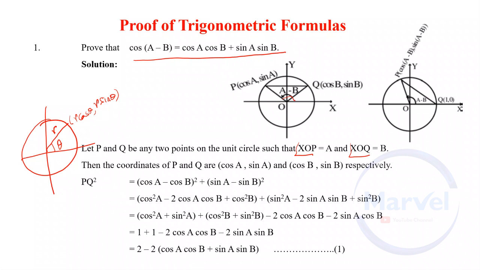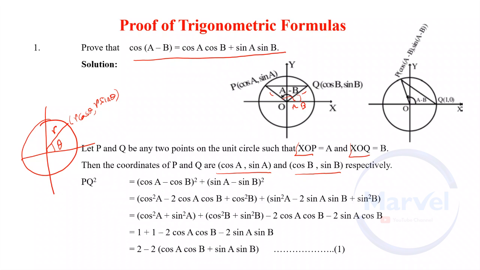For this point the angle is A. For this point the angle is B. Since it is a unit radius, this is 1 and this is 1. Therefore the coordinates are 1 into cos A, comma 1 into sin A, and here 1 into cos B, comma sin B. So first draw a circle, mark the points A and B on the circle, and then write the coordinates. Then the coordinates of P and Q are cos A, sin A and cos B, sin B.